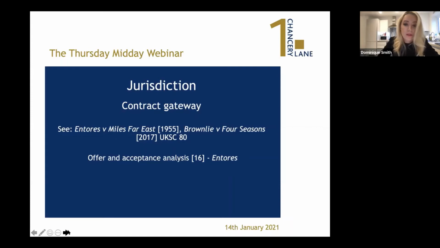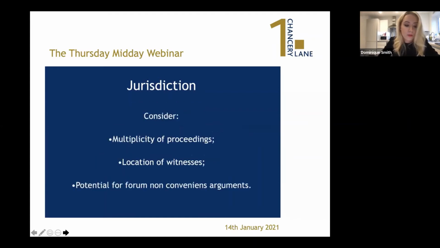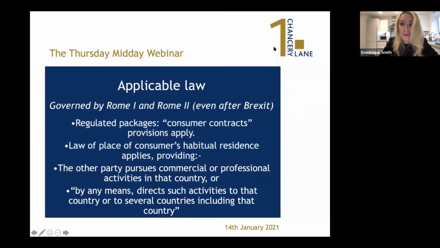It may well be, when you're considering this gateway, that the contract stipulates that it will be governed by English law, which of course is very helpful, or indeed that the courts of England and Wales will have jurisdiction of any claim. If not, then you may find there are arguments to be had as to whether the contract was made within the jurisdiction. Of course, as we know, there's always a possibility that jurisdiction could be challenged and forum non conveniens argued. The burden is on you to show that England and Wales is clearly the appropriate forum. What the court will also consider is the availability of witnesses, their location, and the potential for multiplicity of proceedings. So I think it's now time for me to hand back over to Andrew on applicable law.